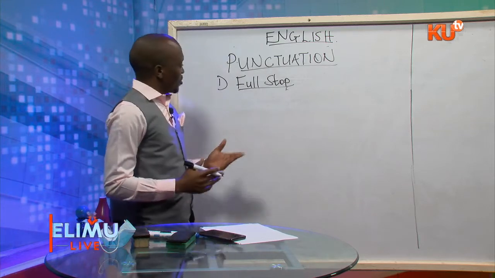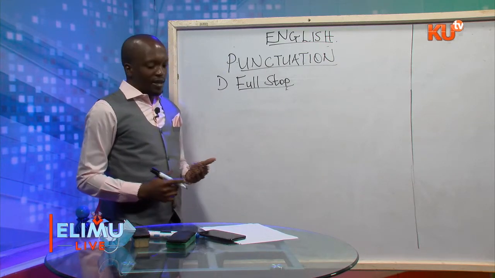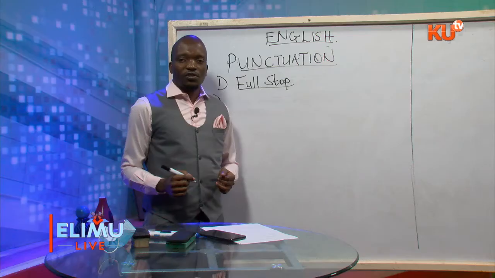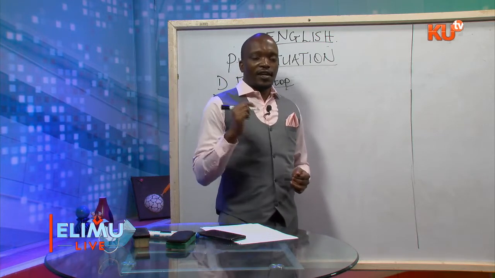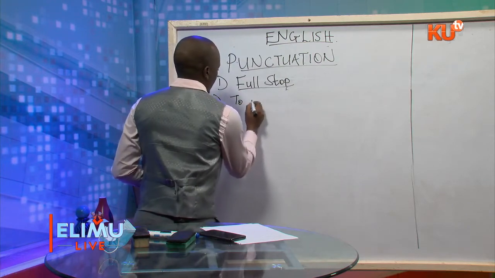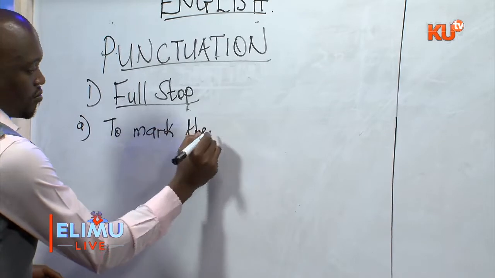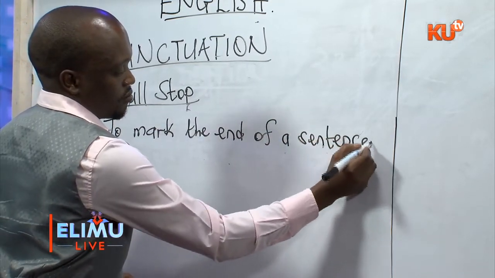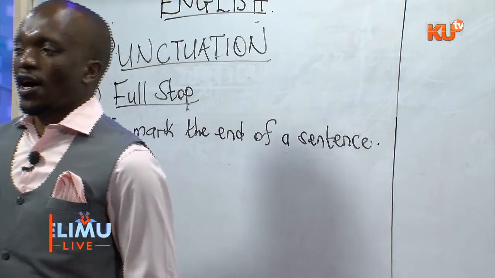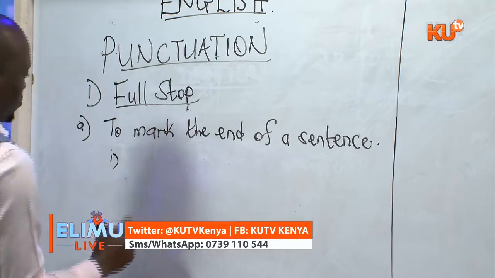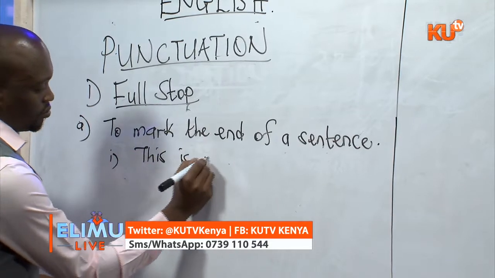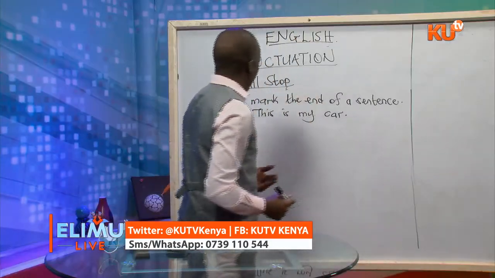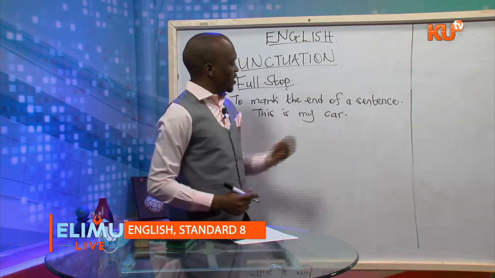So we want to look at the full stop, and I've called it the mother of all punctuation marks. I understand that full stop, their uses are very common, and I'll start with the first one, that a full stop is used to mark the end of a sentence. An example: This is my car. And in this sentence, this is a very simple sentence. This is my car. We expect that at the end of it, you'll have a full stop.